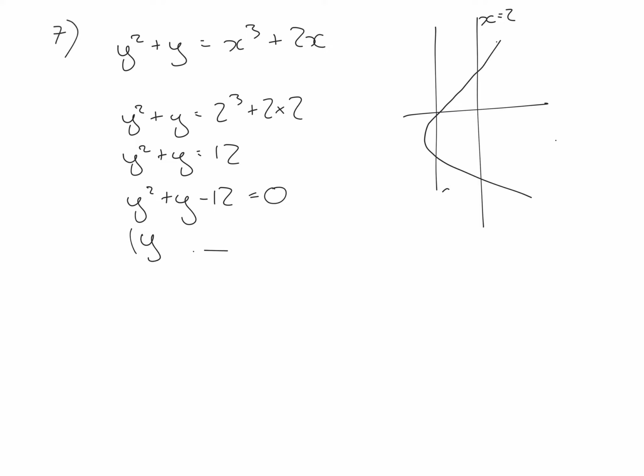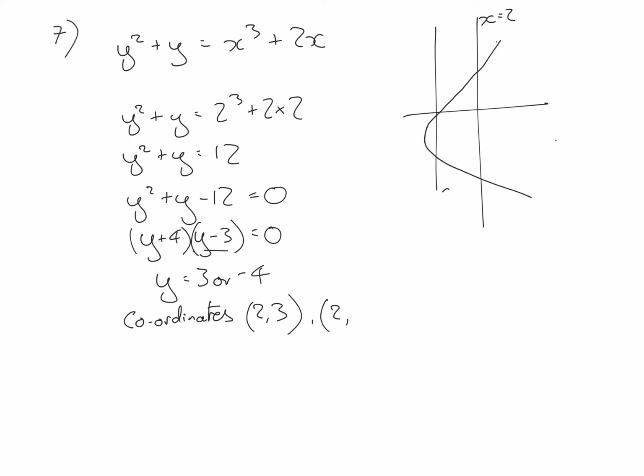A bit of factorising here, y plus 4, y minus 3 equals 0, so y equals 3 or minus 4, which fits with my diagram. And x equals 2, so those are the coordinates. Now find the gradient at each of these two points in terms of x and y.